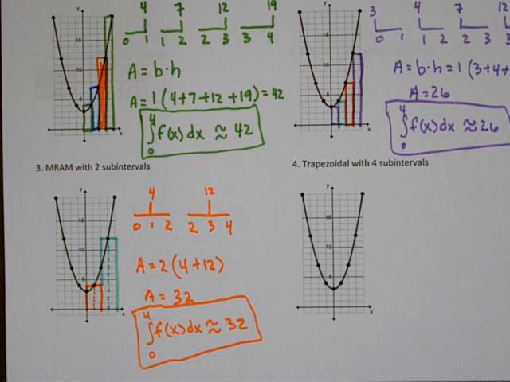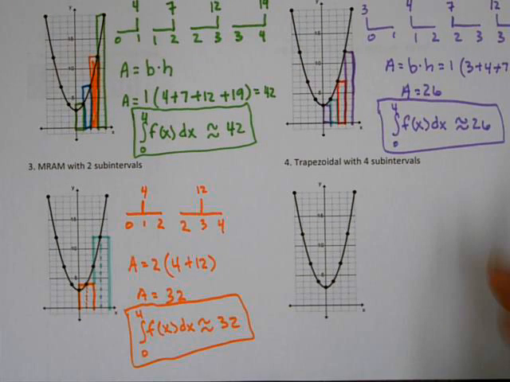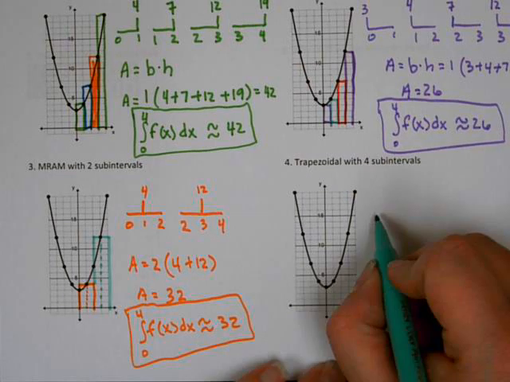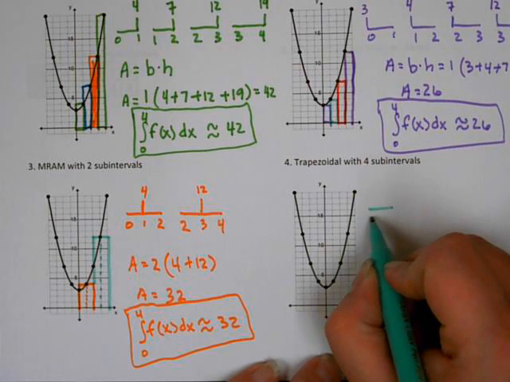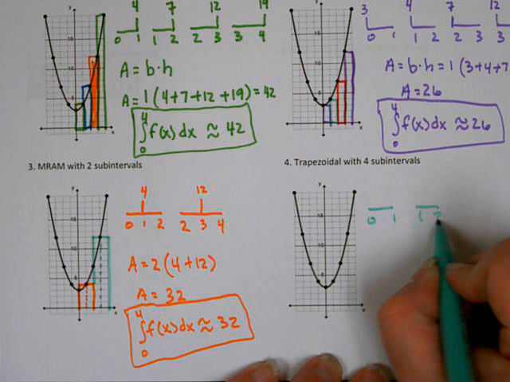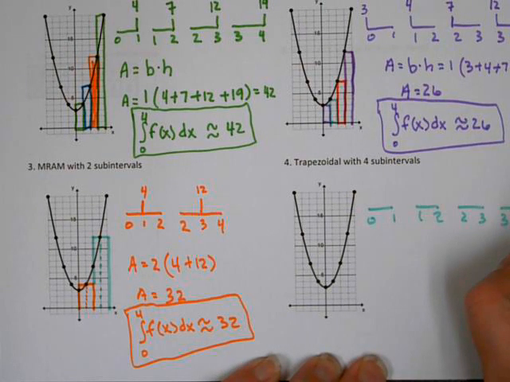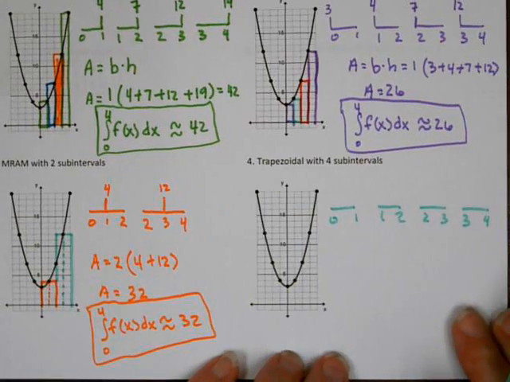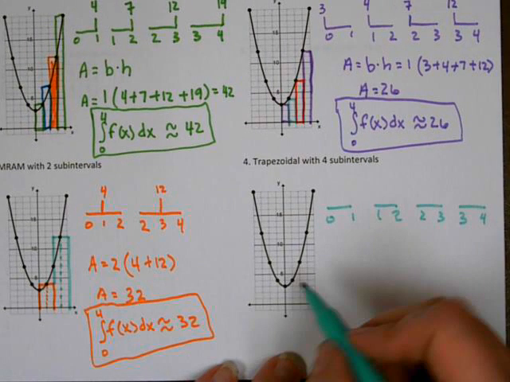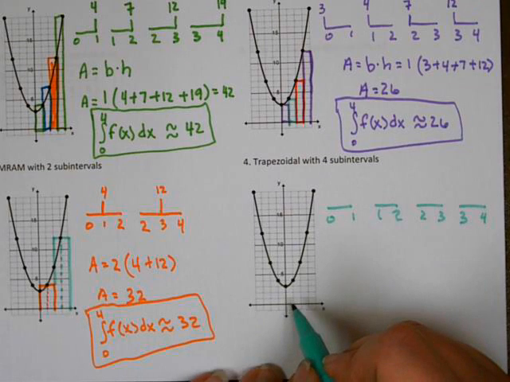Let's go ahead and look at the trapezoidal. If we're looking for a trapezoid and we want 4 subintervals, we're going to do 0 to 1, 1 to 2, 2 to 3, and 3 to 4. Now with a trapezoid, we have to be careful. So let's look at what our picture looks like first.